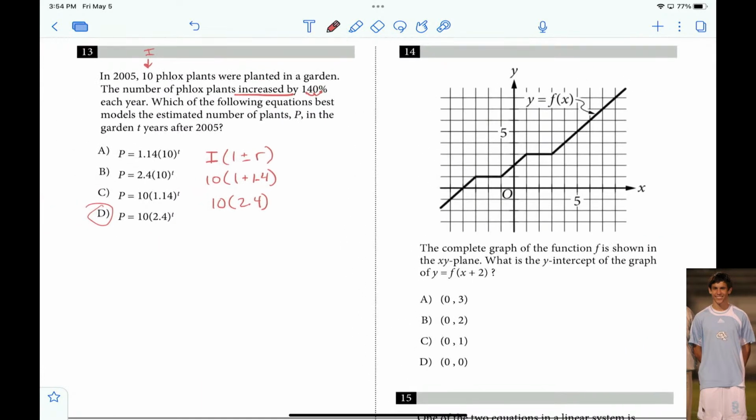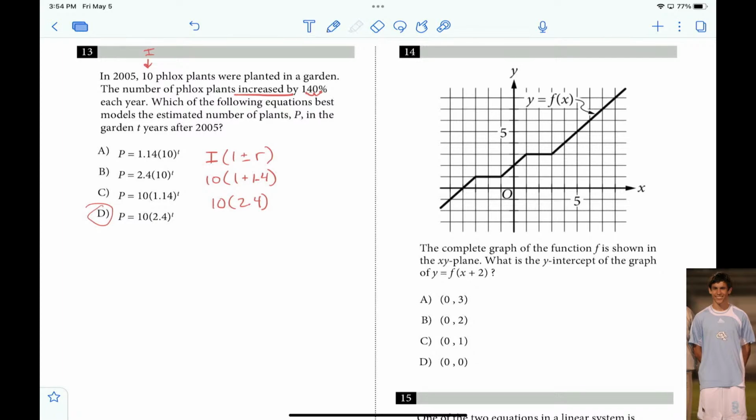All right, so question like number 14, something that's been showing up more often over the last few tests, and that is where we're having to do translations of some sort. So they gave us this function. It says the complete graph of the function f is shown in the xy plane. What is the y-intercept of the graph of y equals f of x plus 2?